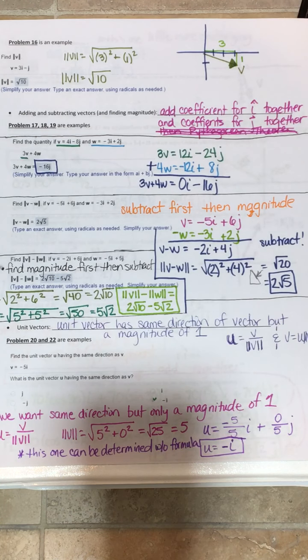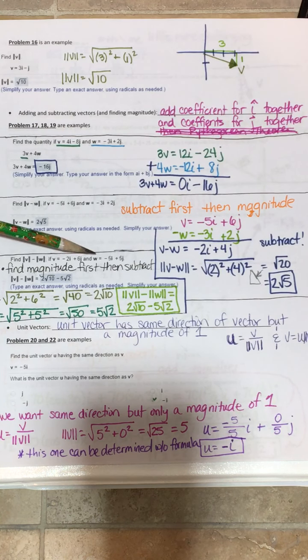Okay. Now for this one, we want to find the magnitude of each of them first and then subtract that. So we're going to find the magnitude of V, which is right here. Our V is negative 2I plus 6J. So it's the square root of 2 squared plus 6 squared. So we get the square root of 40. 40 is 4 times 10. So we can take the square root of 4, so we're going to simplify this to 2 radical 10.